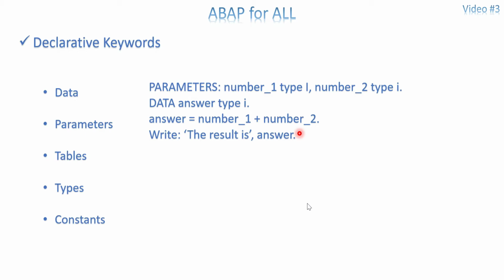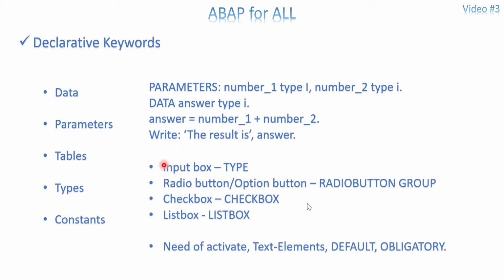In this session, we are going to see more about the input box with the help of type. And if you want to create a radio button or option button, where you select one, we need a keyword called radio button group. If you want a checkbox, you need the keyword checkbox. And for a list box, you need the keyword list box. These are partial declarations, but the statement starts with parameters. So parameter number 1 type I, or parameter radio button 1 radio button group, parameters C1 as checkbox, parameter L1 as list box. Like that.